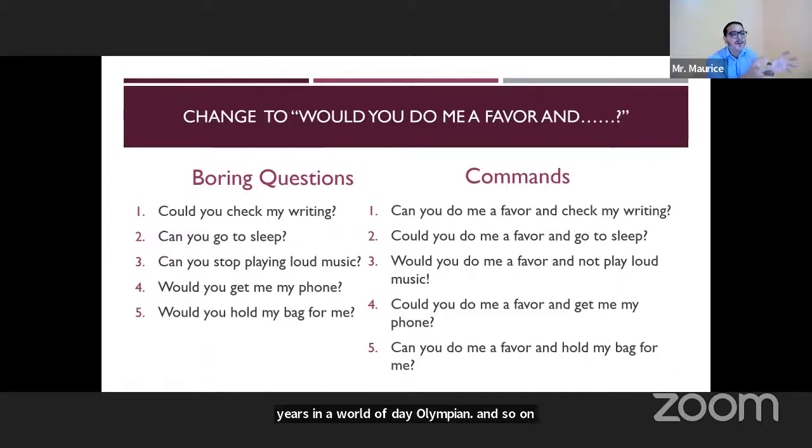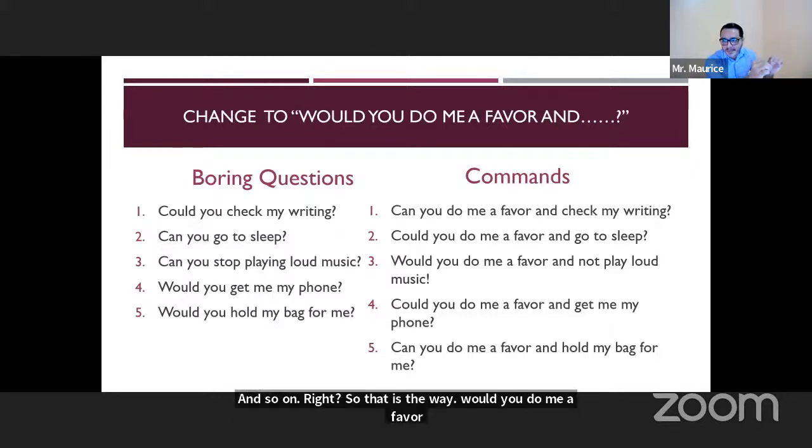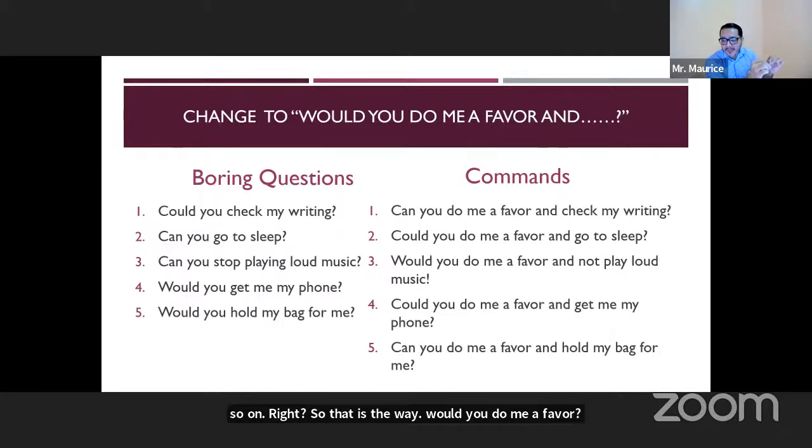So that is the way. Would you do me a favor and? Like the number 3. You see the number 3? Would you do me a favor and not play loud music? Me harías el favor de no tocar una música tan estruendosa.